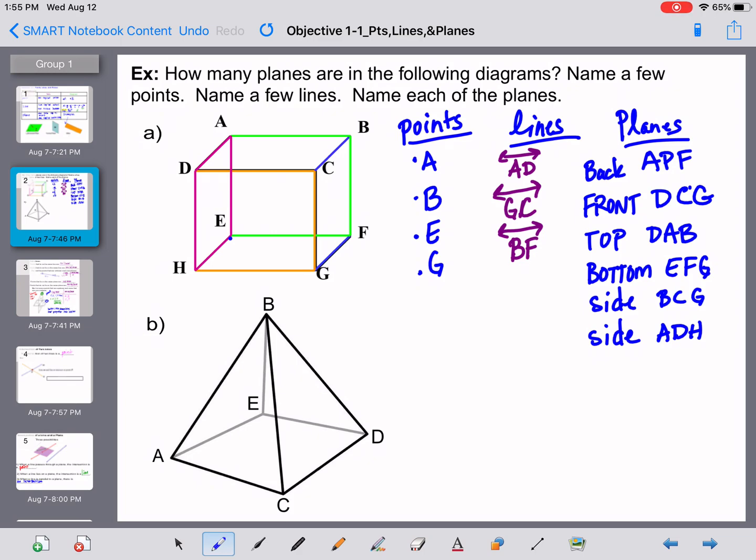So A, B, that should be a B. A, B, F, A to B, and then if I've got to go down to F, well, I'm going down. So that right there kind of shows me that that is going to be the back side of that box.